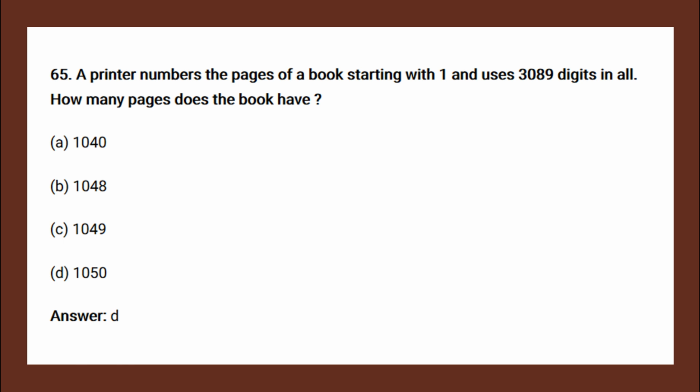Next question 65. A printer numbers the pages of a book starting with 1 and uses 3089 digits in all. How many pages does the book have? Option A 1040, B 1048, C 1049, option D 1050. And the answer is option D 1050.